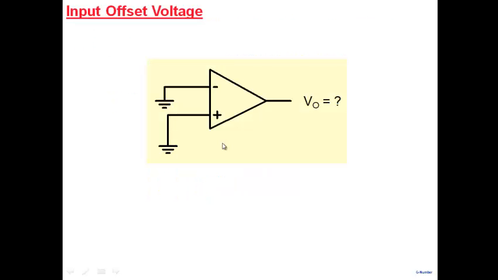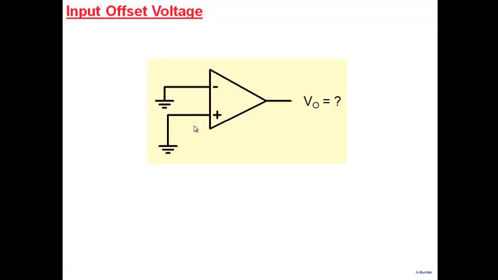All right. What is this input offset voltage here? Now, if you take an ideal op-amp, and you make the inverting input ground and the non-inverting input ground, obviously what would you expect at the output? 0, right? No input is there. The difference between these two is 0, so you would expect output to be 0.